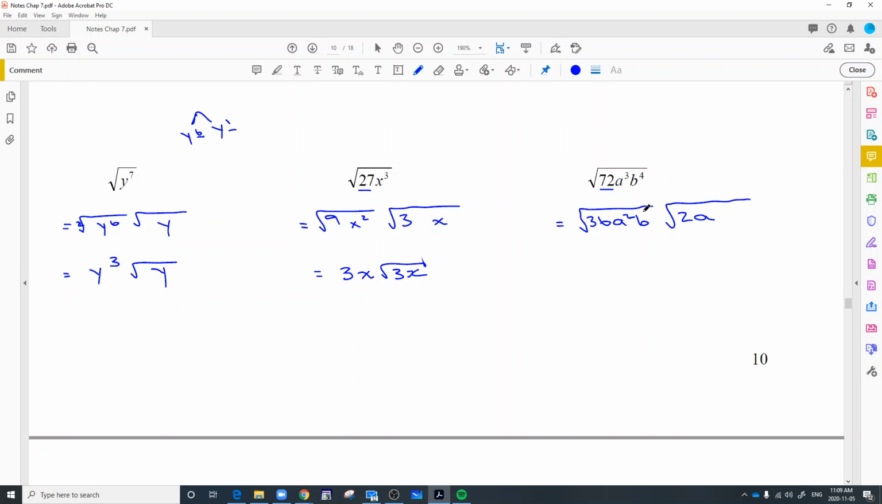So I'm going to put that whole b to the 4 in the first bracket, and there's nothing needed for the second one. Then I take the square root of the perfect square. So square root of 36 is 6. Square root of a squared is a. Square root of b to the 4 is b squared times the square root of 2a. And that's it. So go practice simplifying radicals. It's a really, really important skill for further courses.